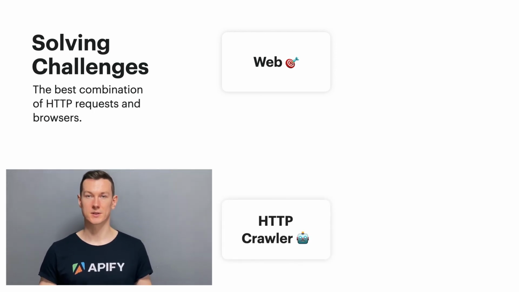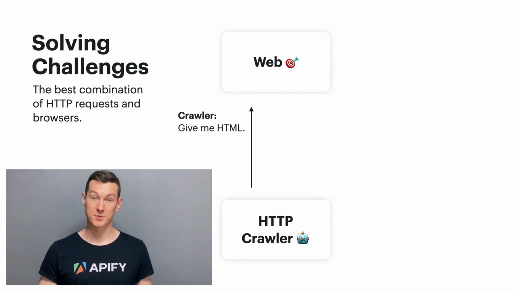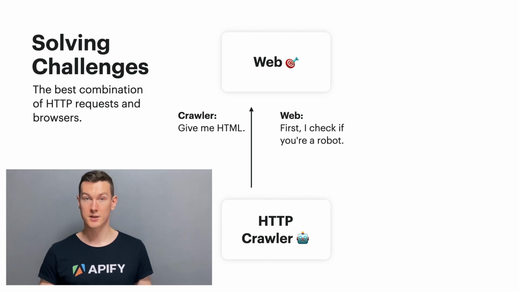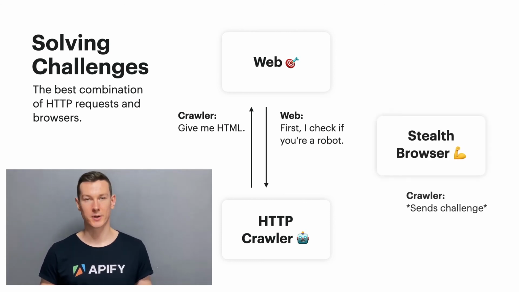We start by requesting the website's content using a simple HTTP request. The website responds with HTML that includes the challenge, but no data. Luckily, we have a real browser with a good fingerprint running in the background. We send the challenge to the browser, and the browser evaluates it.